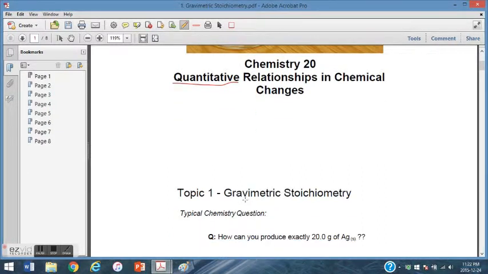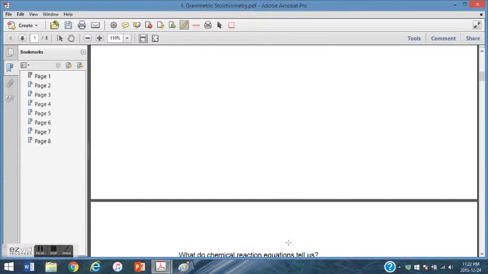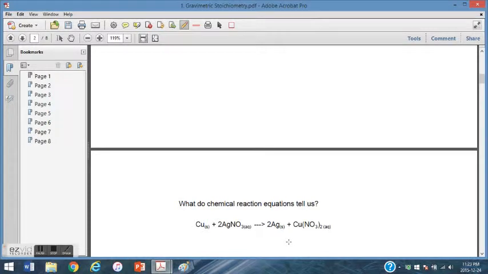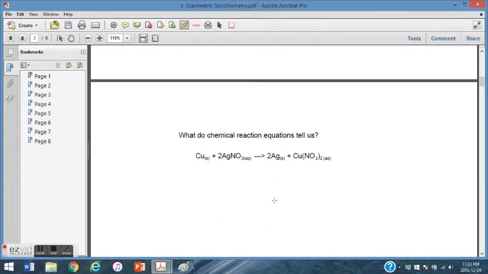So let me give you a typical chemistry type question. How do you produce exactly 20 grams of silver? Obviously, you're going to need some kind of starting materials, and normally you'd be given those starting materials and told you have such and such, how could you produce exactly 20 grams of it? And so here is a starting equation, and one of the things to think about is, what does the chemical equation tell us? So here's a balanced equation, and it is indeed producing silver.